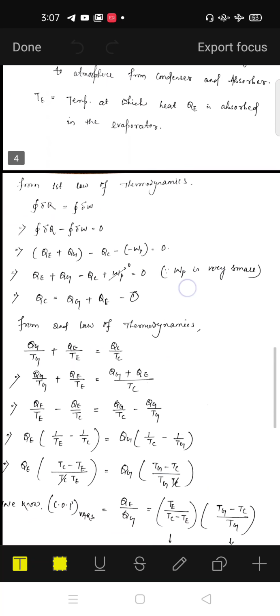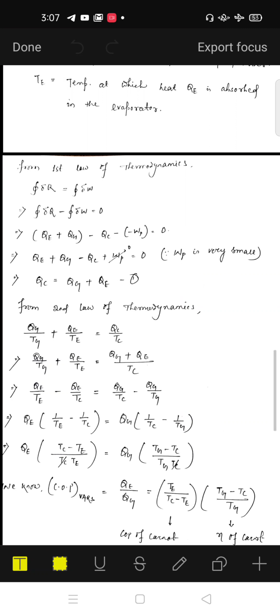So just write down QG by TG plus QE by TE will be equal to QC by TC. And you know QC will be QG plus QE. Just put the value of QC here. So QG by TG plus QE by TE will be equal to (QG plus QE) by TC, and separate this term, the right hand side term, and combine all the QE terms to one side and combine all the QG terms to the other side. This is only simple mathematics.